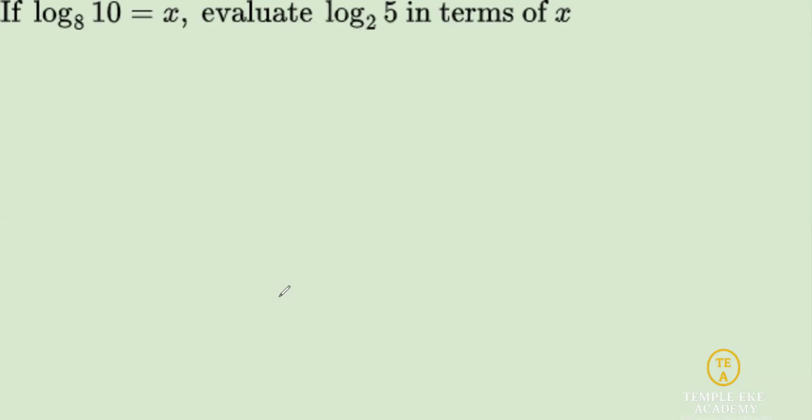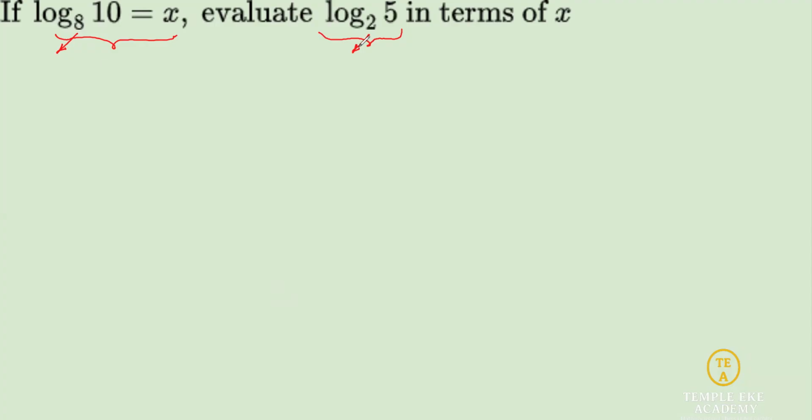In this problem, we're given that the logarithm to base 8 of 10 is the value x, and we're asked to find the logarithm to base 2 of 5. As observed clearly, the bases of the logarithms are different: base 8 in the given value and base 2 in the required value. This calls for a change of base. So we have to change the base of logarithm in this case.